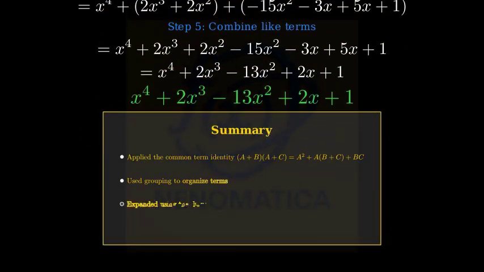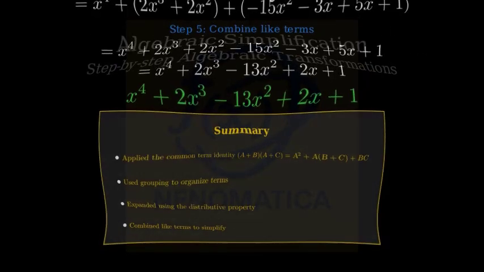Let's recap what we've learned. We started with two binomials and used the common term identity to organize our multiplication. We carefully expanded each term, applied the distributive property, and combined like terms to reach our final answer. This technique can be applied to multiply any two polynomials.